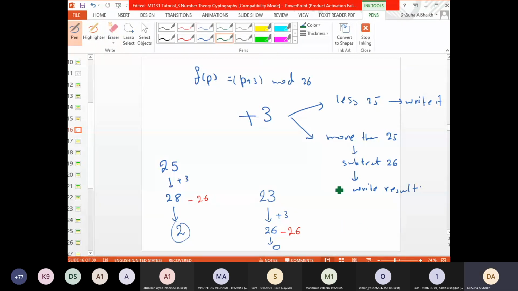Now we are talking about something from the table. Say عندي 24. I'm gonna add 3. This will be 27. ما ينفع 27. So I have to subtract the 26. This will go to what? This will go to 1. So two cases. إما يكون عندي 25 less. Okay. أو يكون عندي أكثر من 25 من 26 and up. Okay.